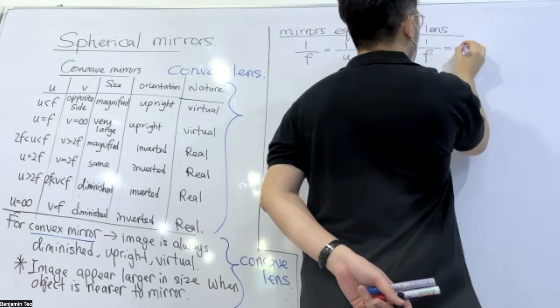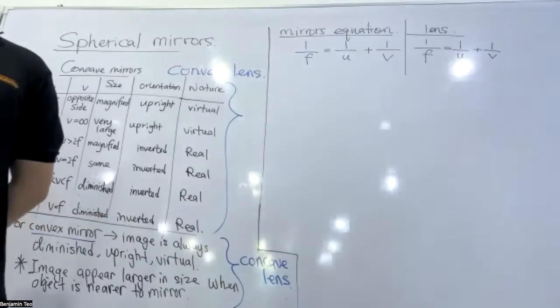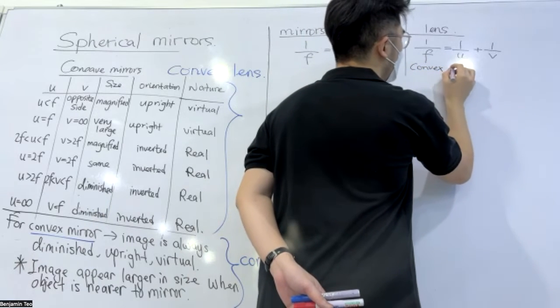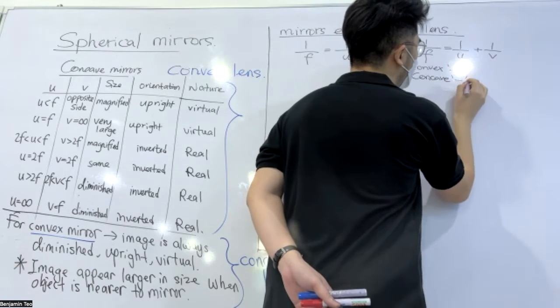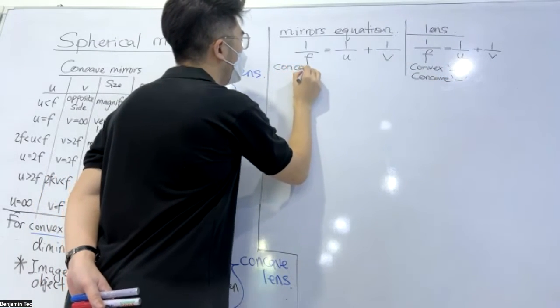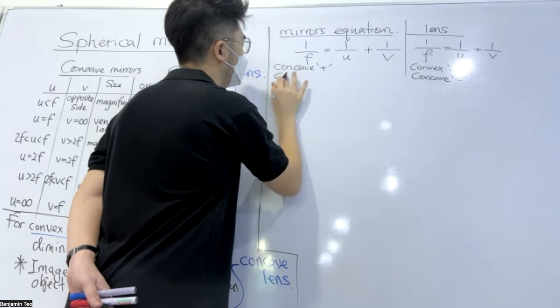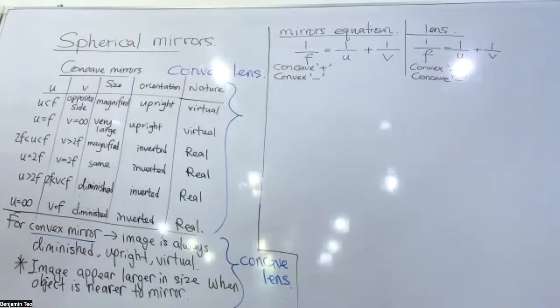What is my sign for f? If it's a convex lens, we use positive, okay? We use minus for concave. In the mirror, concave is positive. Convex is a minus. Be careful with the sign, huh? When you do the calculation, if you put the wrong sign, then your calculation is wrong.